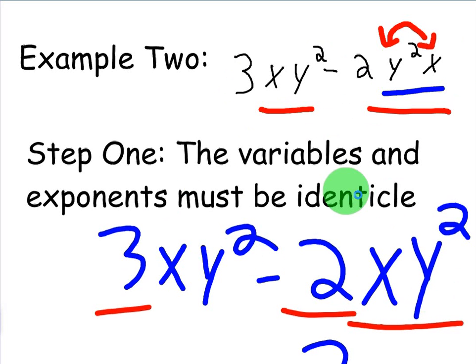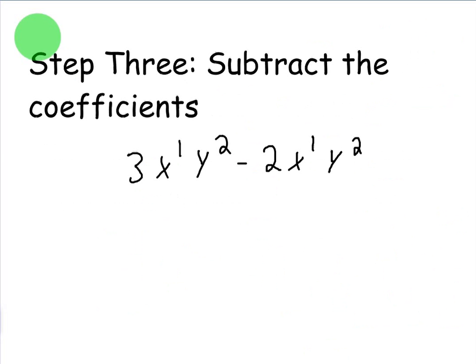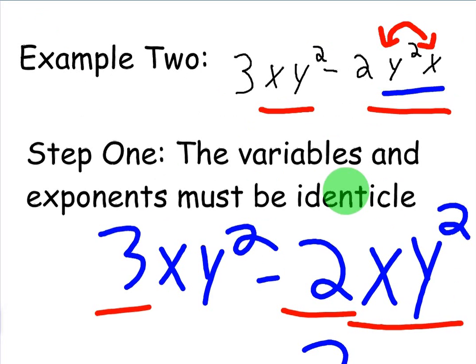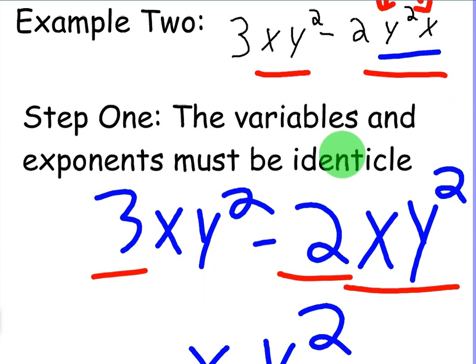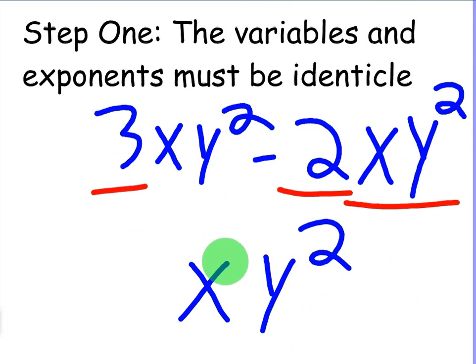So we already know what to do. We're going to make sure that we fill in any missing parts. In this case, we just want to make sure that they both have coefficients. And then we want to subtract the coefficients. And so just like we said before, we could consider this like an apple or something for the variables. 3 apples minus 2 apples gives you 1 apple. I'm going to put the coefficient there. 3 minus 2 is indeed 1.